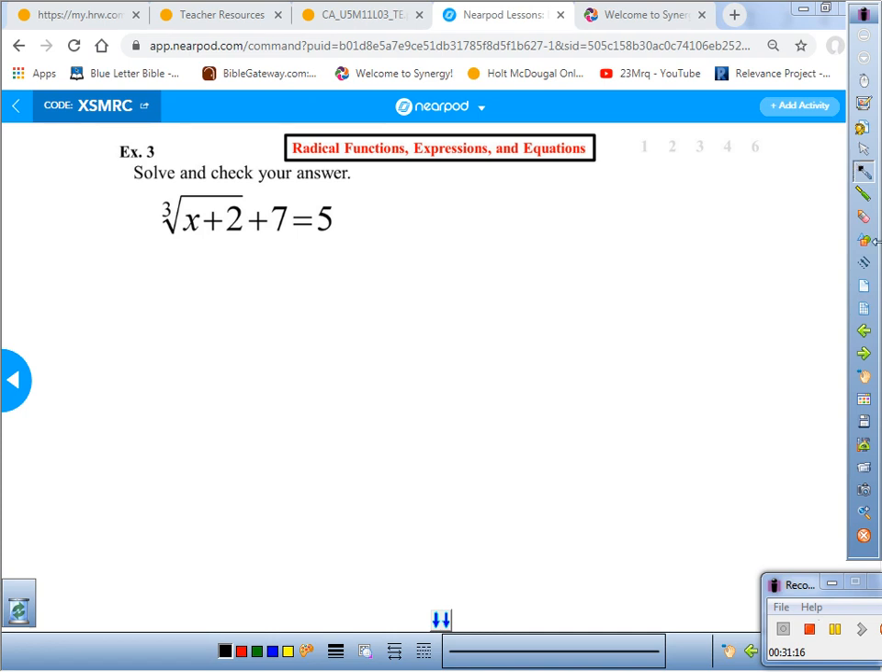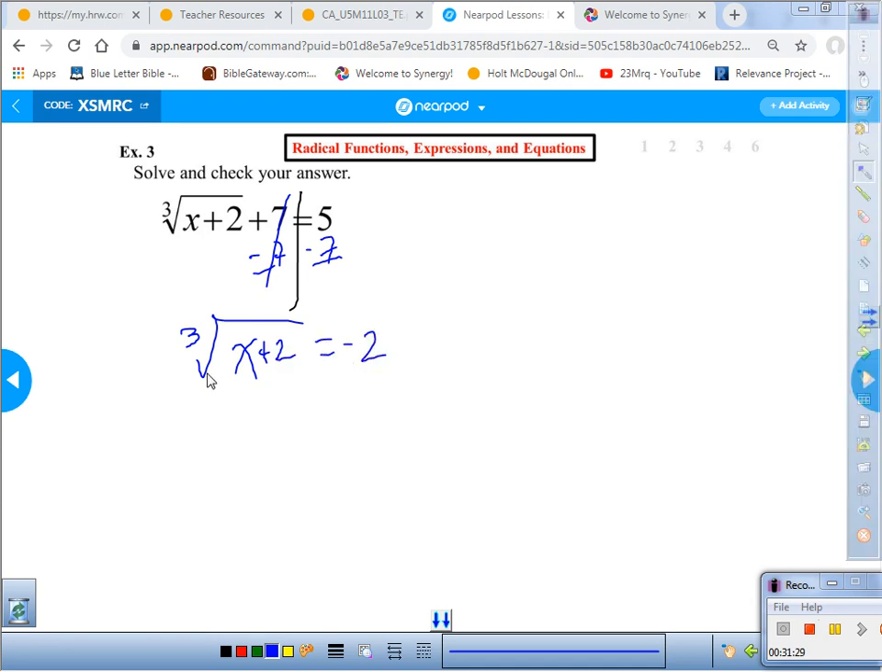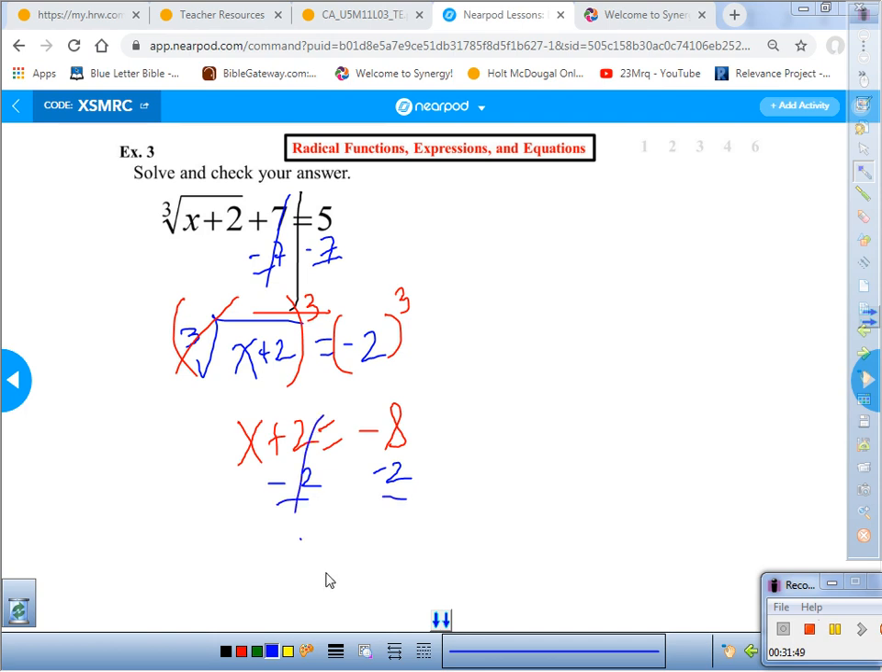Cindy. All right. Line down the equal sign. What do we do? Minus 7, minus 7. The cube root of x plus 2 equals negative 2. How do I get rid of that cube root? To the third power. This cancels that. X plus 2 equals negative 2 cubed, which is negative 8. Is that correct? And lastly, minus 2, minus 2. X equals negative 10. As soon as you copy that, log out.